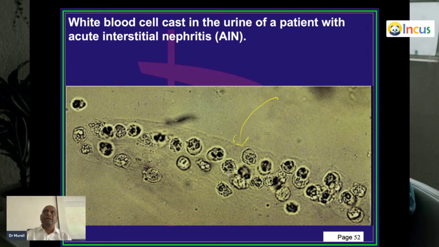What is the meaning of that? Only the matrix and interstitium are infiltrated with WBCs, which is called interstitial nephritis. So there is one, glomerulonephritis. There is a tubulo-interstitial inflammation, or only interstitial nephritis, or only tubular damage, or there can be pyelonephritis.